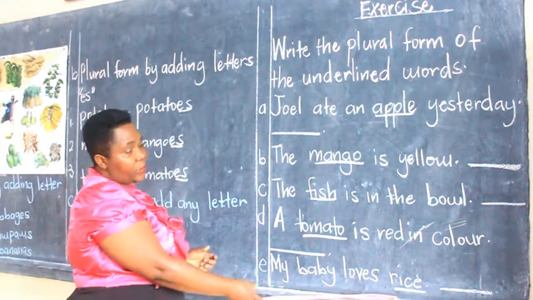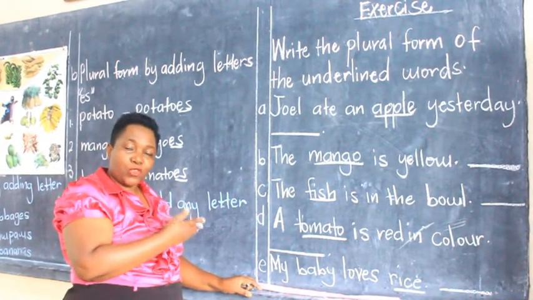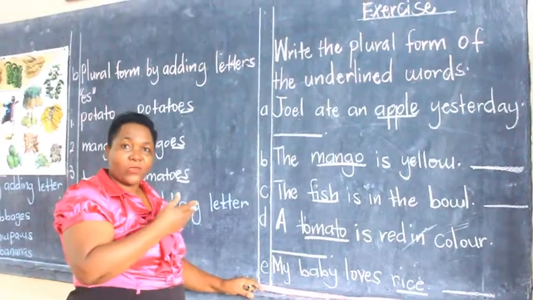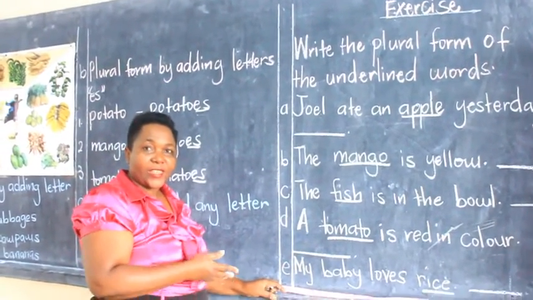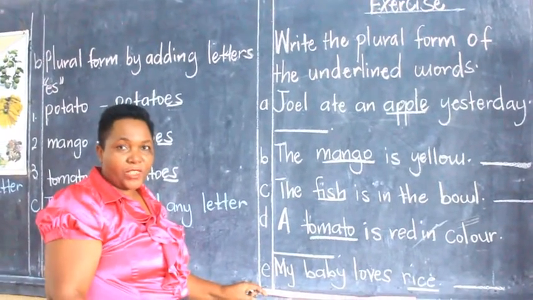So as you write the plural forms, remember that we have looked at three different categories. Plural forms that add letter S, those that add two letters ES, and those that don't change completely.